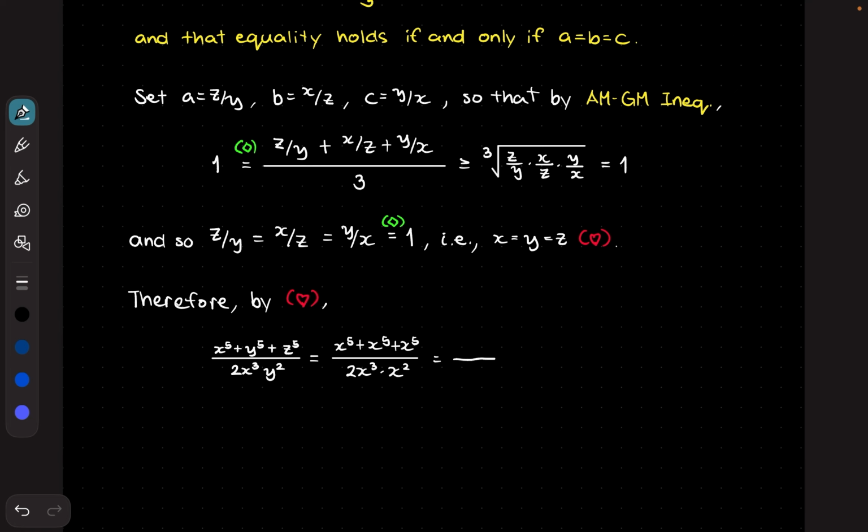Simplifying this, for the numerator we will be obtaining 3x raised to 5, and for the denominator we will be obtaining 2x raised to 5. But again, we can cancel this one, and we'll be left with 3 over 2, or if you want in decimals, this is 1.5. This is the answer for our problem.